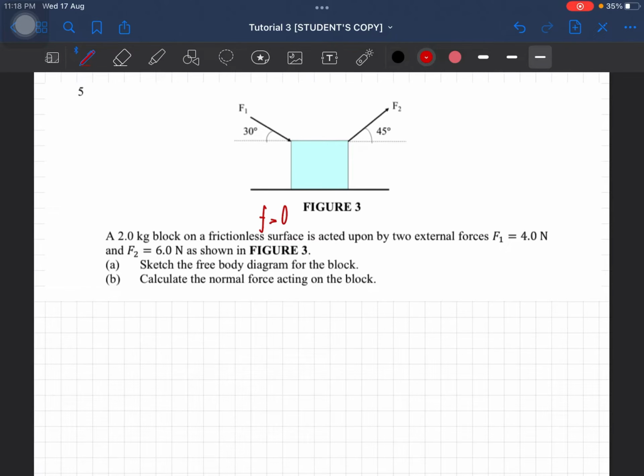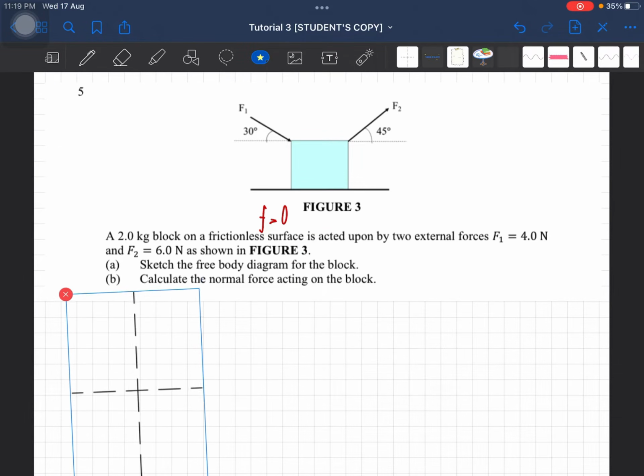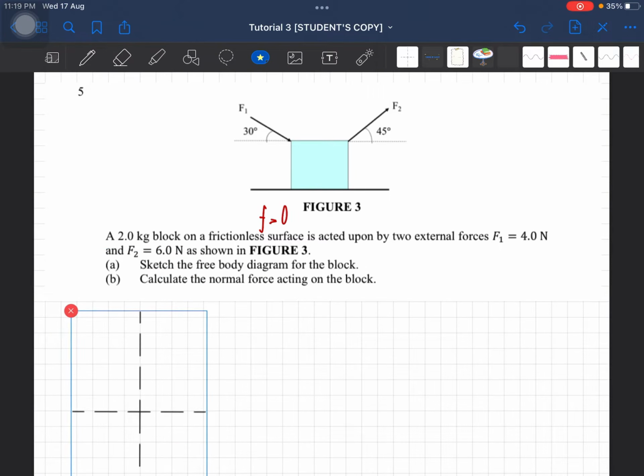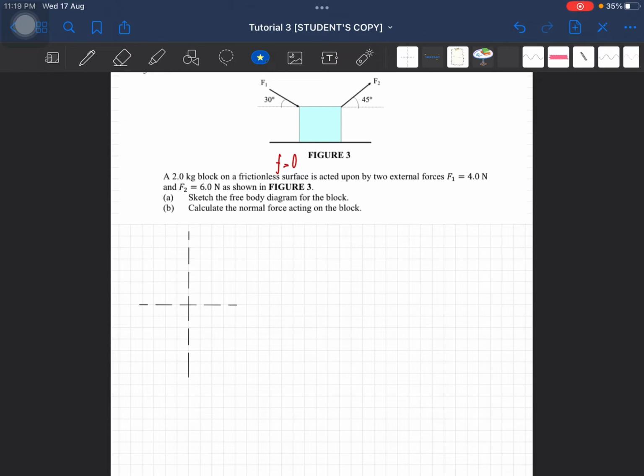Okay, so now the object, this square box, will be represented by a dot. Please remember to draw a dot, not the square itself. Miss does not want to see you put a square, you have to draw a dot to represent the box. Okay, alright. So let us draw the arrow first.